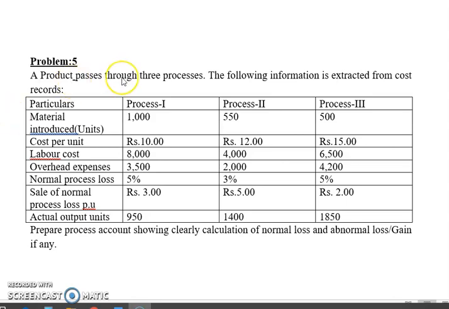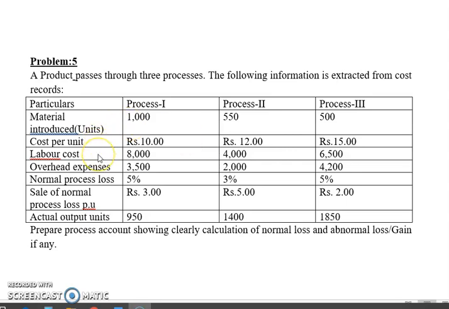A product passes through three processes. The following information is extracted from the cost records. So the data regarding process 1, 2 and 3 are given to us. We have material introduced in units given as 1000, 550 and 500. Cost per unit is rupees 10, 12 and 15. Now this will be useful when we have to multiply the units with the cost per unit and then take the amount in the respective process accounts.